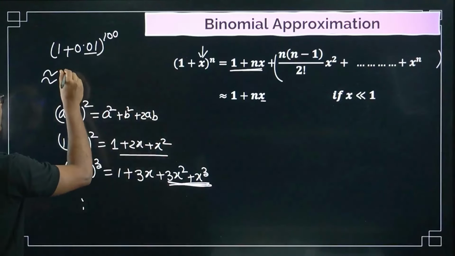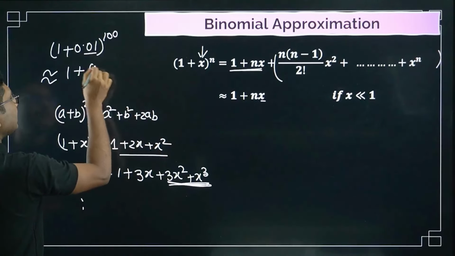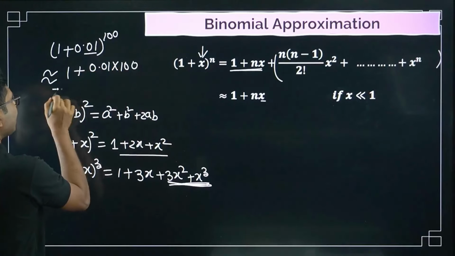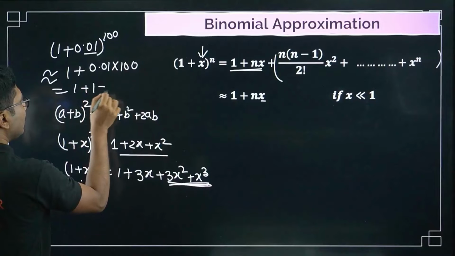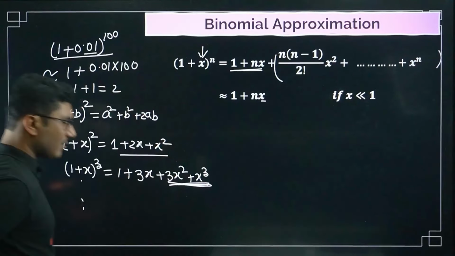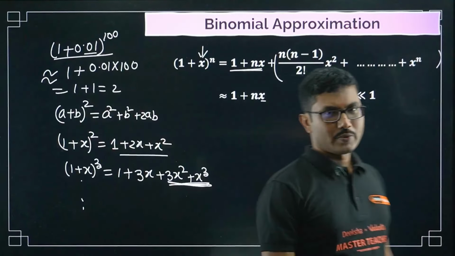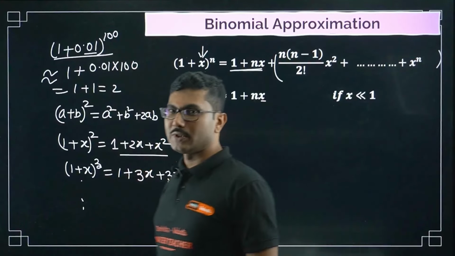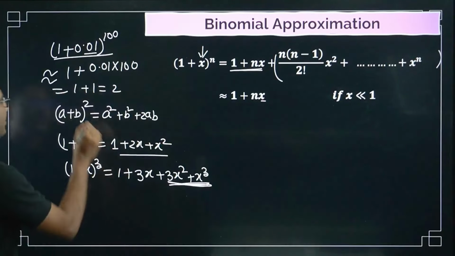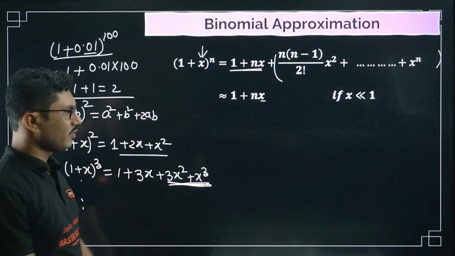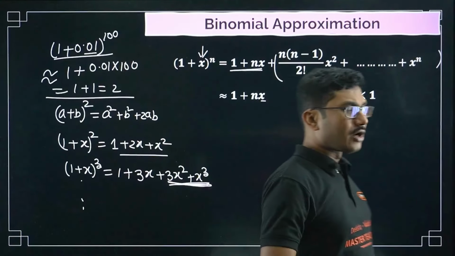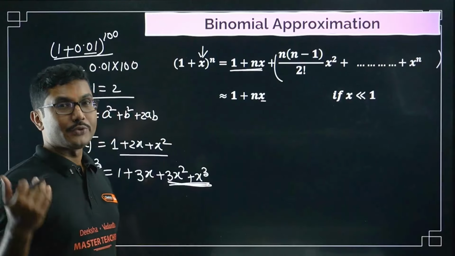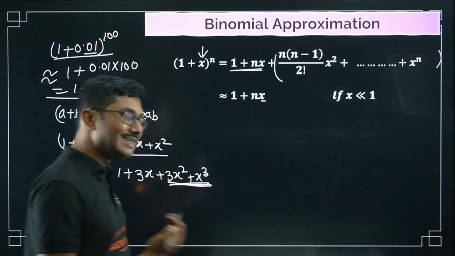So if you apply this, you will get 1 plus 0.01 into 100. Okay, that is 1 plus 1, that is 2. So the approximated value of this is equal to 2. You can use your calculator and try to find the value and see how much difference it is. This is an approximation. In physics we do a lot of approximation, and a good approximation is always a way to the future. Physicists are basically lazy.